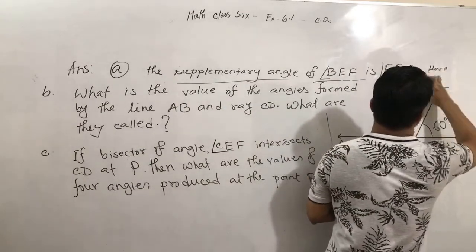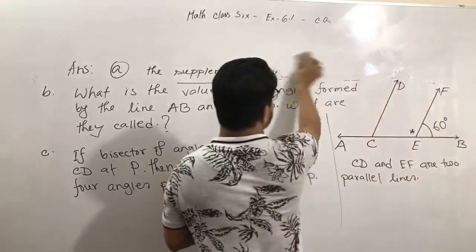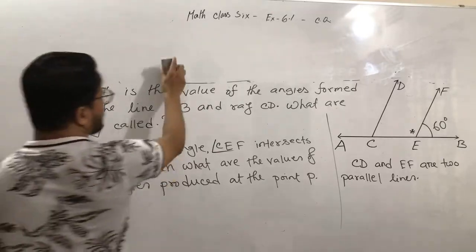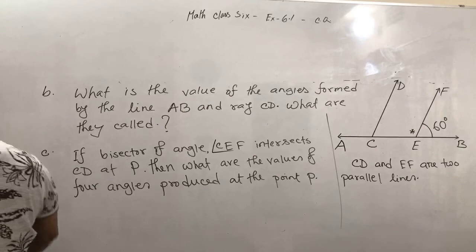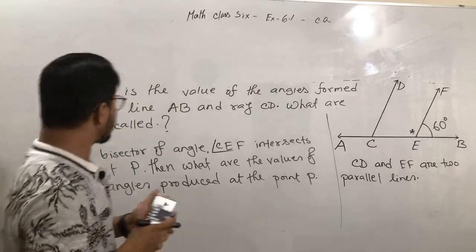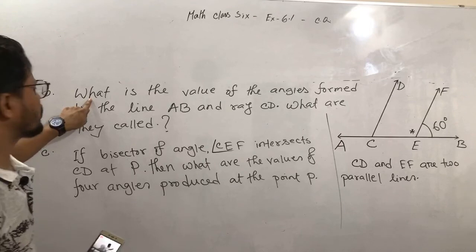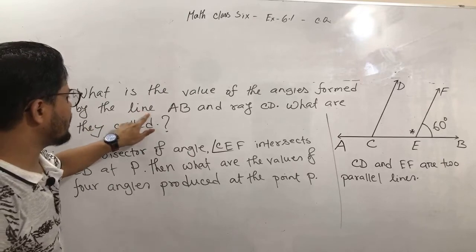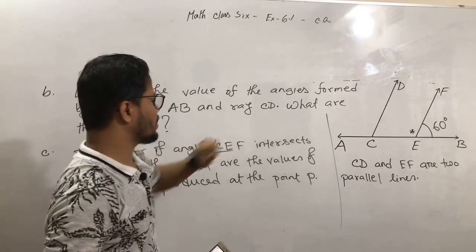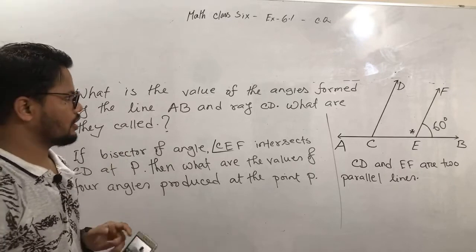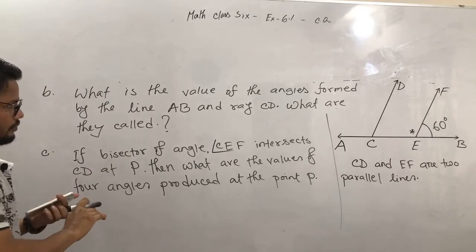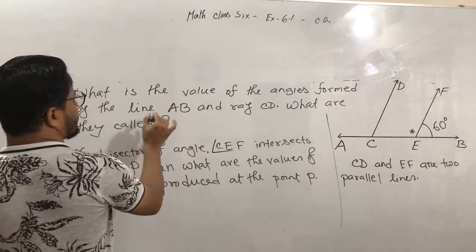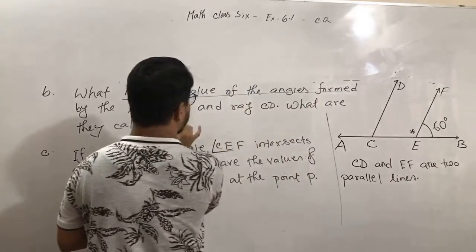Okay, now my dear students, give attention. We will discuss the next question. Next question is also one of the most important questions. What is the value of angles formed by the line AB and the ray CD? What are they called? There are two parts in the question. The first part, you have to find the angles.